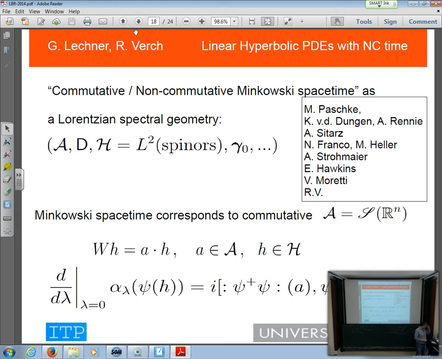So now, commutative or non-commutative Minkowski spacetime as a Lorentzian spectral geometry. I have written down here there are some gentlemen who have occupied themselves with that. Eckstein is missing. I wrote Heller, but I meant Eckstein. I'm sorry.